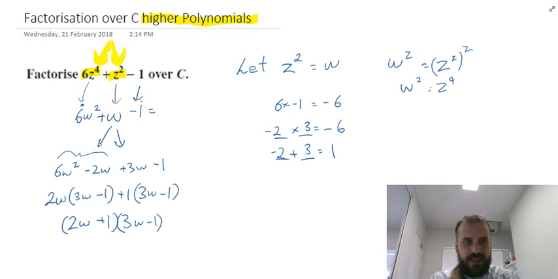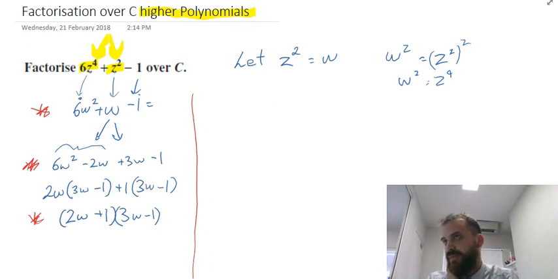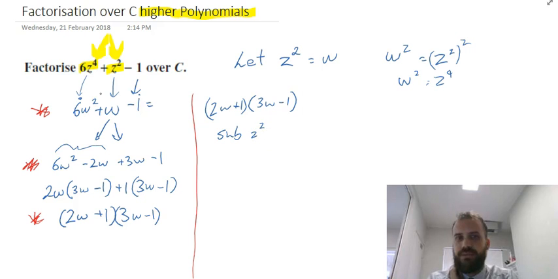Now, if you've got a different method for getting from here to here, by all means do it. Some of you might know the cross method, some of you might know other methods, but you just need to get down to here. Alright, once we're down here, let's do some more work. Now that I know that (2w + 1)(3w - 1) is this in factorised form, I can sub my z squared back in.